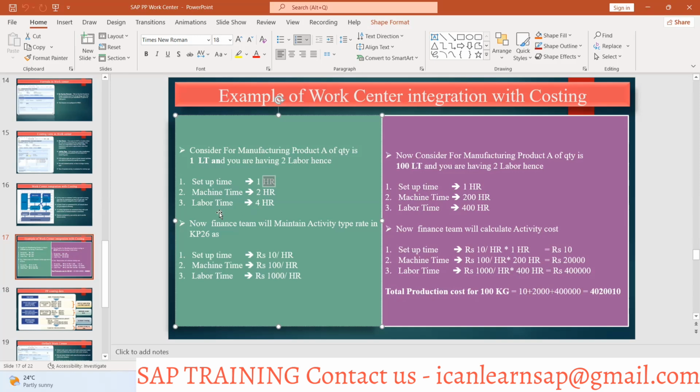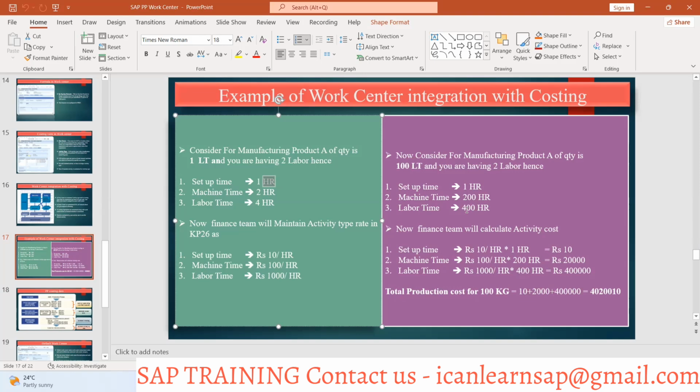Simple. Now here, your 2 labors are taking 4 hours to manufacture 1 liter. Now they have to manufacture 100 liter. How much time are they going to take? 400 hours. Agreed? Yes. Simple mathematical calculation. 100 multiplied by 4, it becomes 400. Clear?